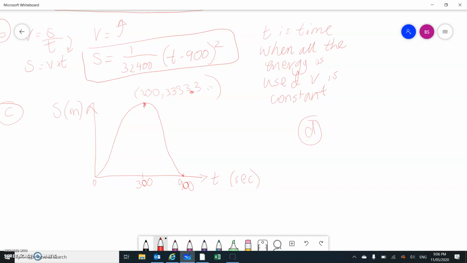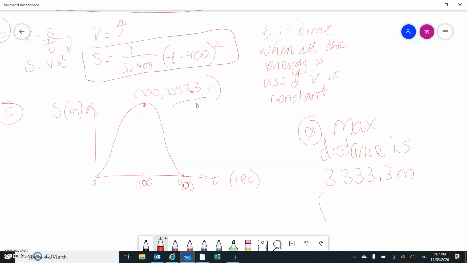Now, how do I know that? Because what I'm looking at is the distance. So if I look at this graph, I'm looking at the maximum distance. So I'm looking at the maximum y value, in this case, the maximum s value. So from my graph, the maximum distance is this y value. So 3,333.3 meters. Because that's in meters.